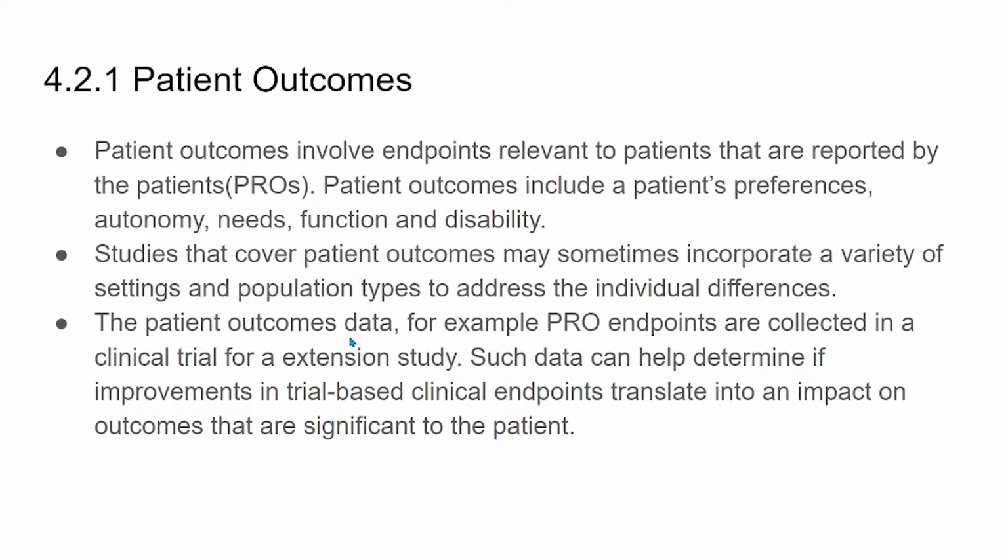4.2.1 Patient Outcomes. Patient outcomes involve endpoints relevant to patients that are reported by the patients. Patient outcomes include a patient's preferences, autonomy, needs, function, and disability. Studies that cover patient outcomes may sometimes incorporate a variety of settings and population types to address the individual differences. The patient outcomes data, for example, PRO endpoints, are collected in a clinical trial or an extension study. Such data can help determine if improvements in trial-based clinical endpoints translate into an impact on outcomes that are significant to the patient.